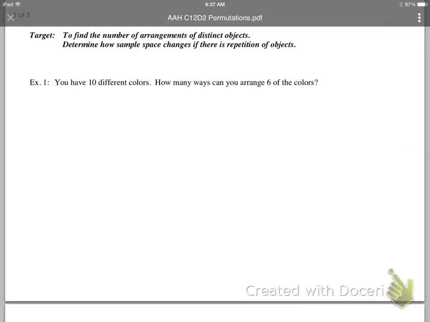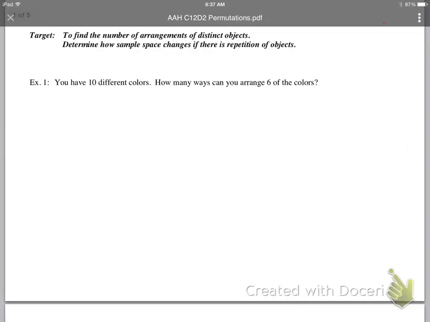Okay, so now here, example 1. So some questions you want to ask yourself. It says you have 10 different colors. How many ways can you arrange 6 of the colors? So first thing you want to ask yourself is, does the order matter? We have 10 different colors. If I'm arranging those colors, let's say 3 of my colors are red, blue, orange. If I arrange those red, blue, orange versus arrange those blue, orange, red, that's different. So I need to count all those different arrangements.